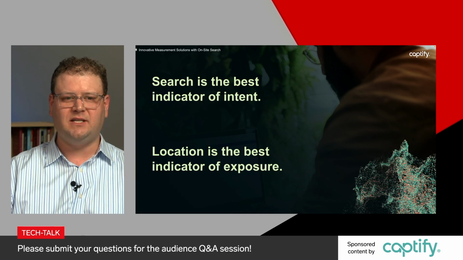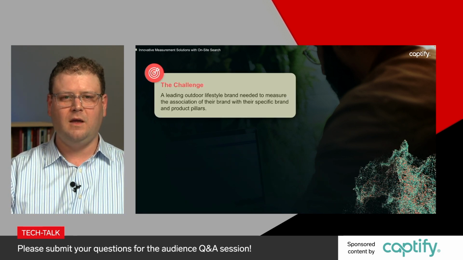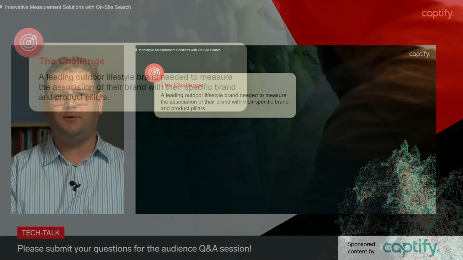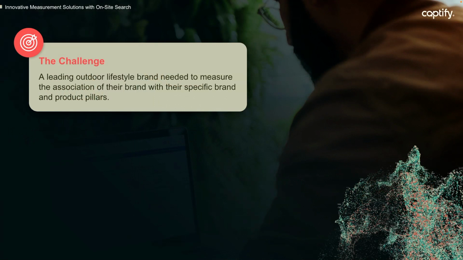So let's talk about a few specific examples. The first one here is a prominent outdoor lifestyle brand that had some new products they were bringing in. Not only that, they were launching a campaign to change the association of their brand, both with the brand overall, as well as some specific attributes about the product. And they were running this campaign nationally using CTV.